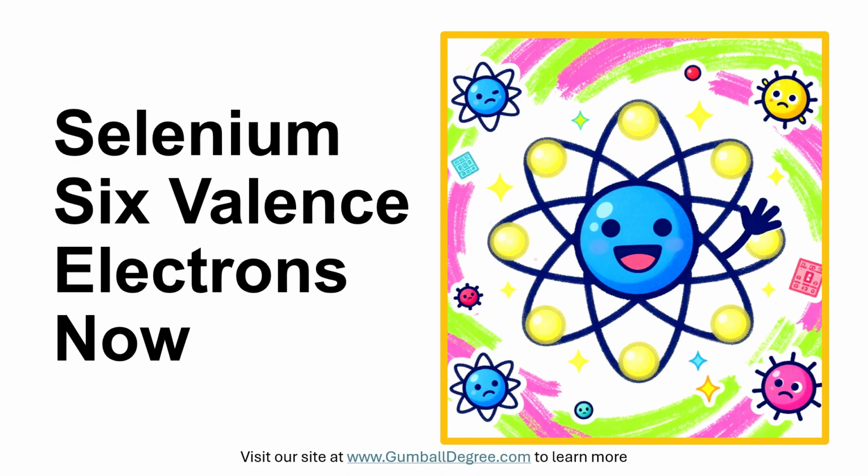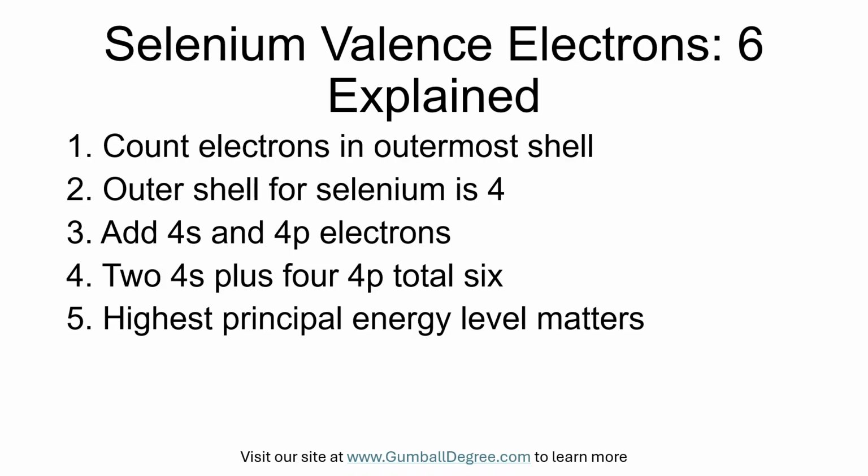Selenium has 6 valence electrons. Think of an atom like a house with floors, where the outermost floor holds the electrons that decide how the atom behaves. And for selenium, that outer floor is the 4th shell, which contains 2 electrons in the 4s orbital and 4 electrons in the 4p orbital, making 6 valence electrons in total.